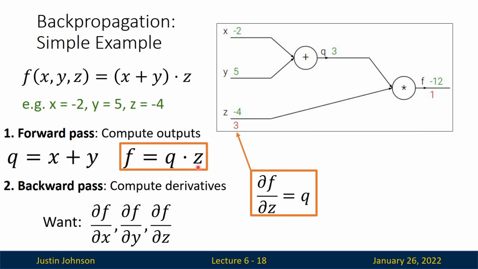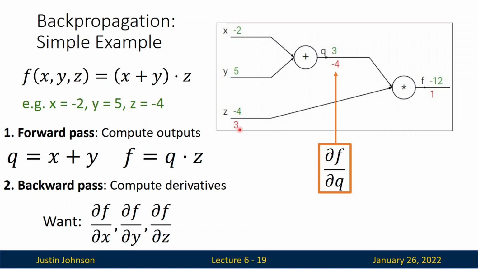How does z generate f? It means z times q will get f. So from our calculus course, we know df/dz is just equal to q. What is the q value here? The q value is 3, we know. So the result is 3.